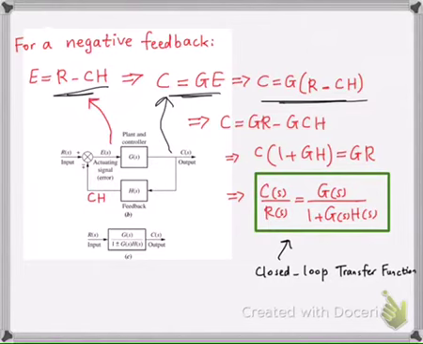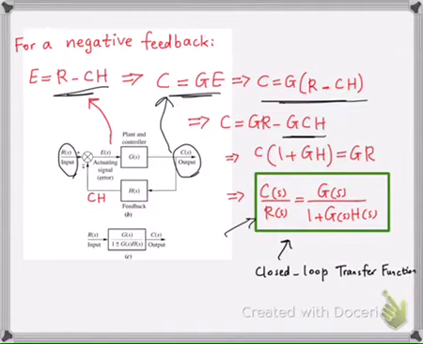So you bring C from the right hand side to the left hand side, so it becomes C plus CGH, or you can just factor C out. So C multiplied by 1 plus GH equals GR, and therefore your transfer function from the input R to the output C becomes what you see here. So your C divided by R is G over 1 plus GH. So now this is really what we call the closed loop transfer function.